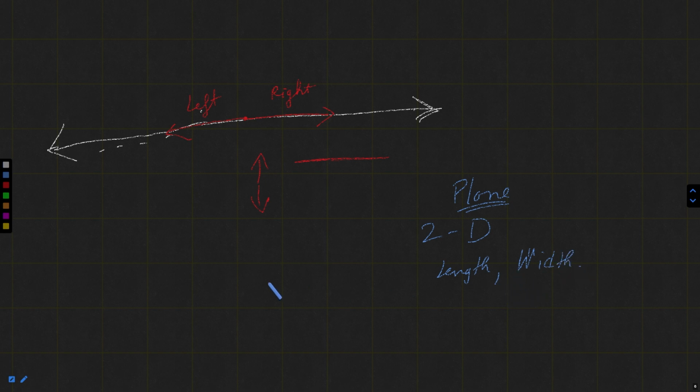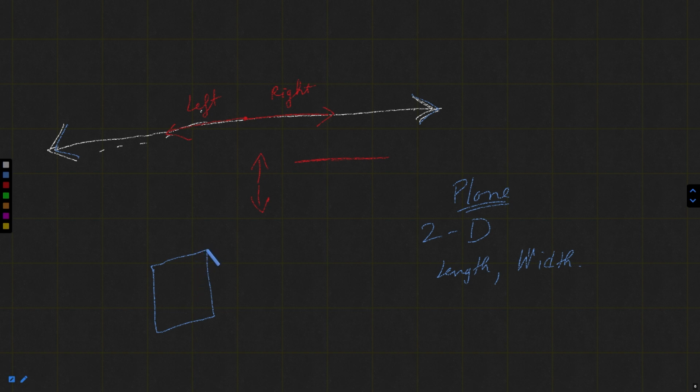Okay, length and width. A plane is never just like the lines. Planes are not restricted, it keeps going on forever. For example, the paper sheet. A4 size paper is a part of a plane.